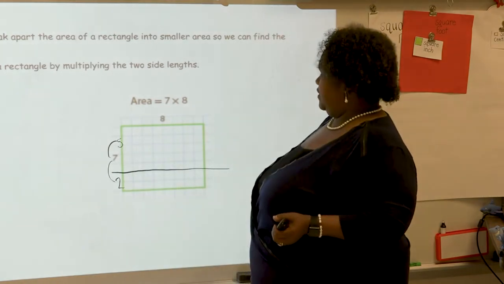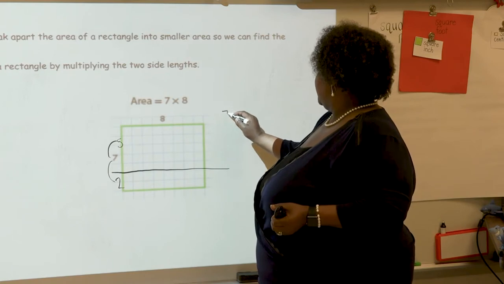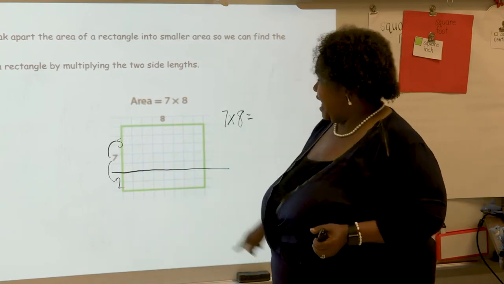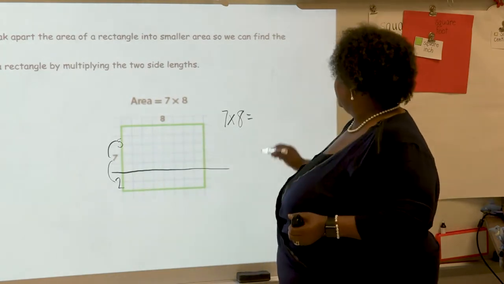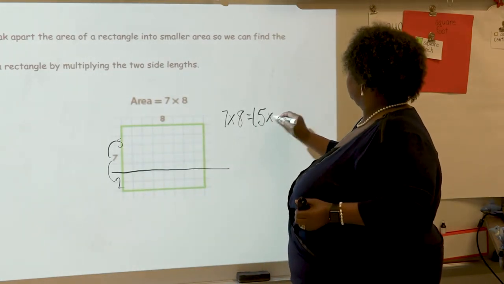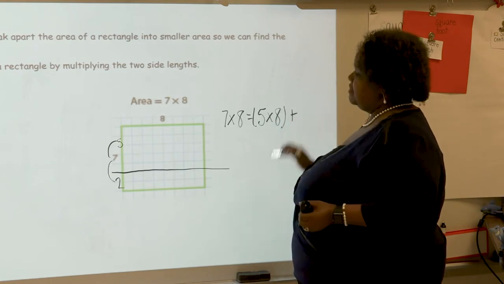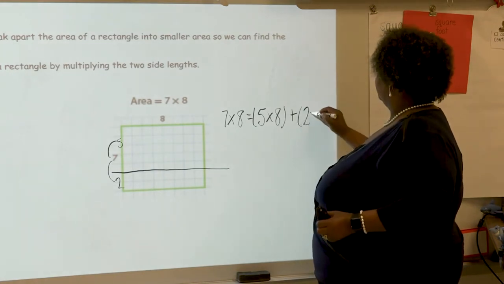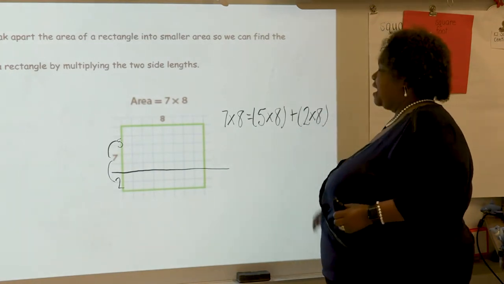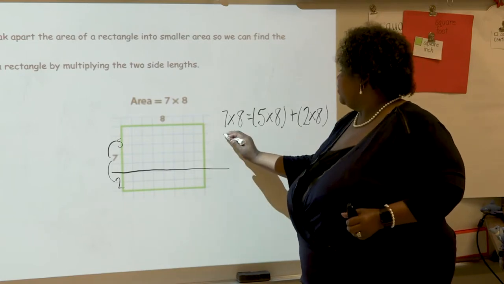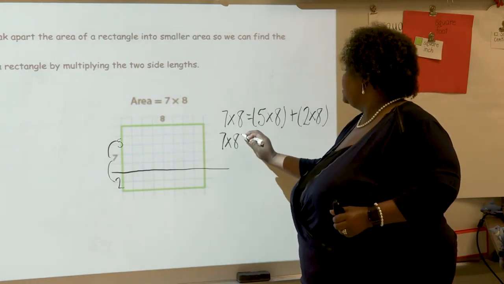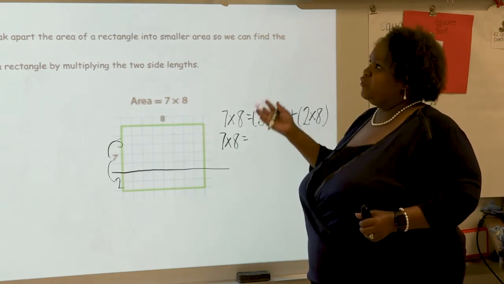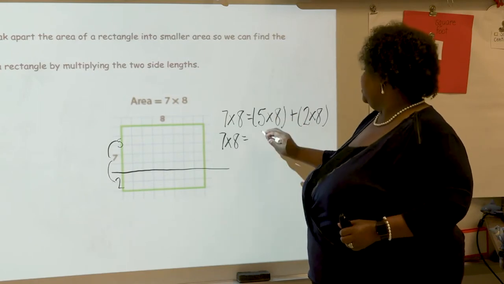And let's write it over here again. 7 times 8 equals, now I have 5 times 8 plus 2 times 8. All right, let's find the product. 7 times 8 equals 5 times 8. 5, 10, 15, 20, 25, 30, 35, 40.